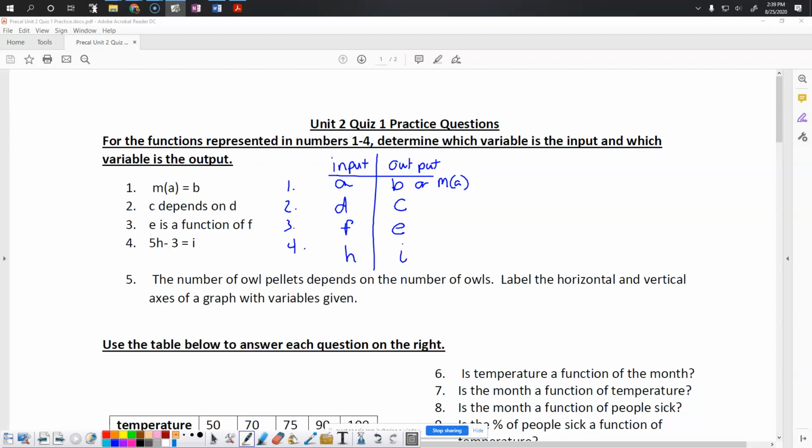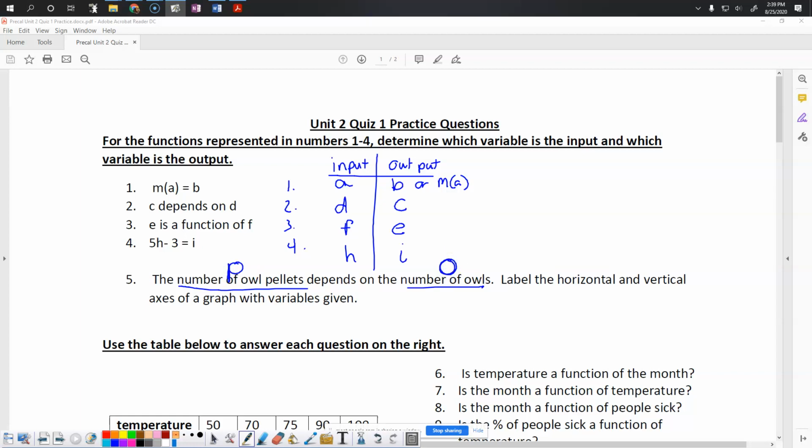Now, number 5, a similar question here. It says, the number of owl pellets depends on the number of owls. Label the horizontal and vertical axes of a graph with the variables given. I didn't put any letters on here, so let's say the number of owl pellets is P, and the number of owls is O.